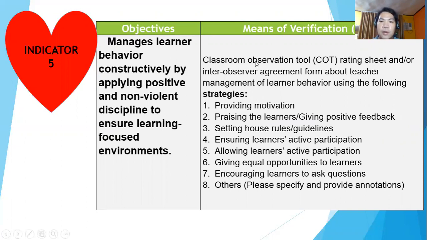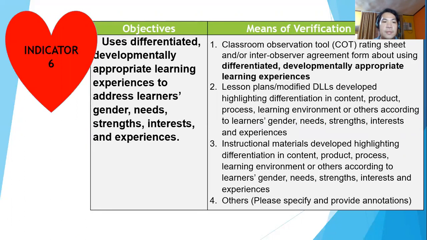In indicator number 5, manages learner behavior constructively by applying positive and non-violent discipline to ensure learning-focused environments. So, classroom observation rating sheet, inter-observer agreement form about teacher management of learner behavior using the following strategies. The first one is providing motivation. Second, praising the learners or giving feedback. Next, setting house rules and guidelines. Next, allowing learners active participation, giving equal opportunities to learners, encouraging learners to ask questions, and others.